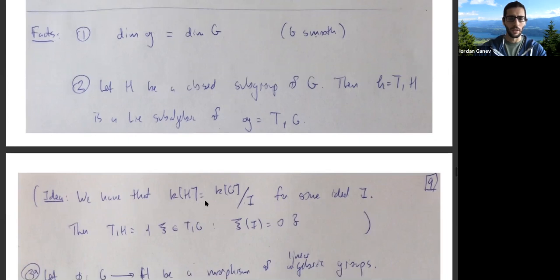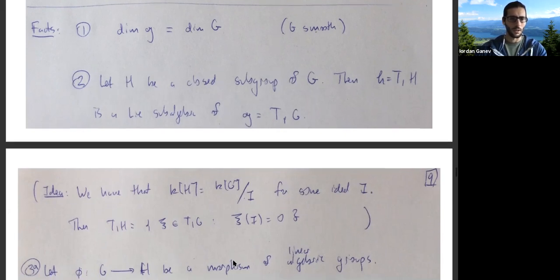You can think either in terms of vector fields, invariant vector fields, or you can think of what happens with the dual space, the dual of the affine algebras. Okay. So that's fact 2.